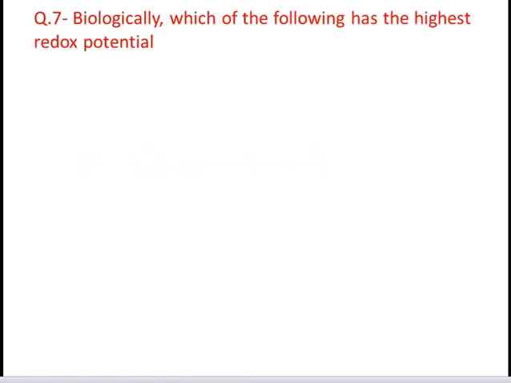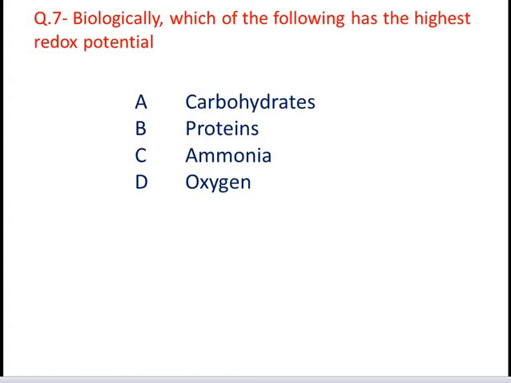Next question is, biologically, which of the following has the highest redox potential? So these are the 4 options: A carbohydrates, B proteins, C ammonia, and D oxygen. Yes, the correct answer is D, oxygen. Oxygen has the highest redox potential. That's why in the electron transport system, it acts as a terminal electron acceptor.